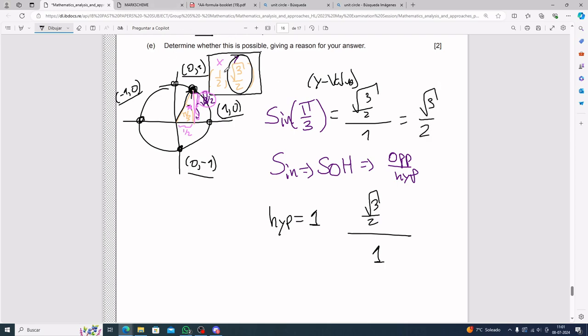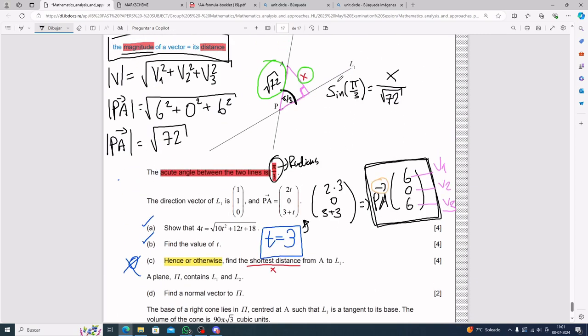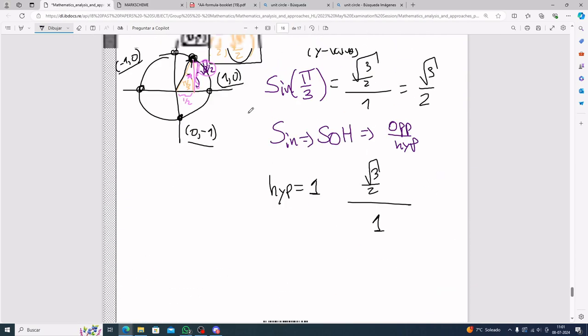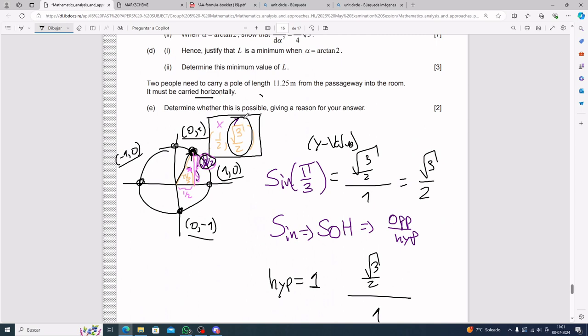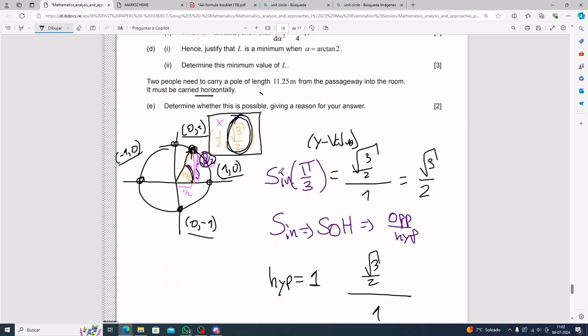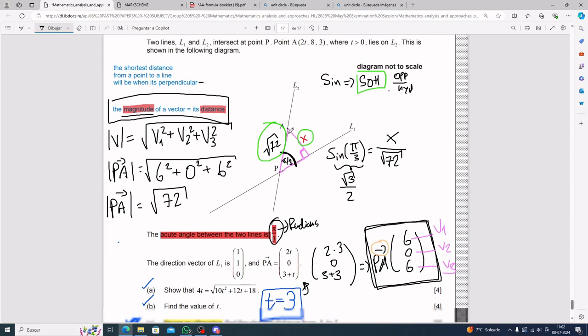So all of that was just to make clear that sine pi divided by 3 here on the left is going to give you square root 3 divided by 2, because it's the y value in your unit circle for sine pi divided by 3. That is the concept jump that I was trying to make. So square root 3 divided by 2 equals x divided by square root 72.